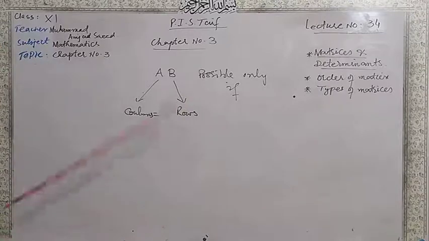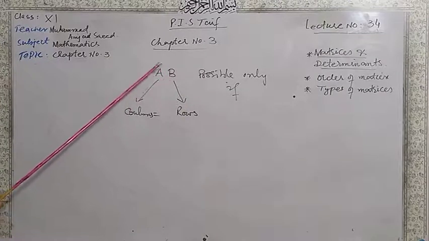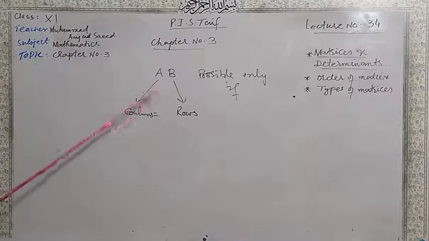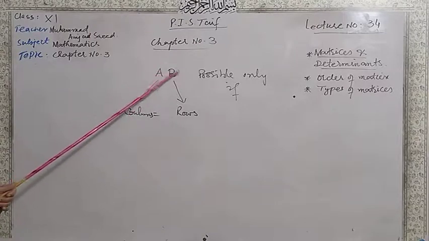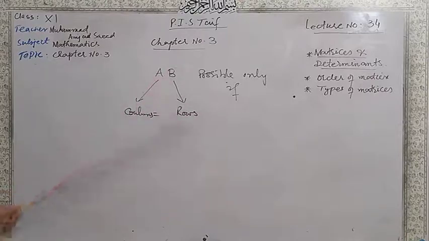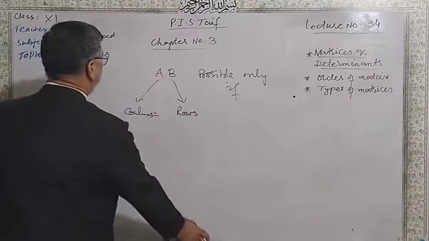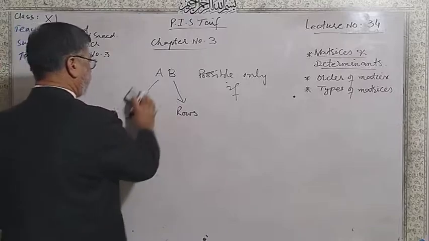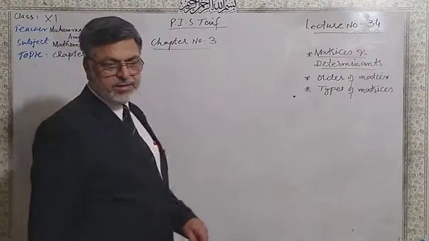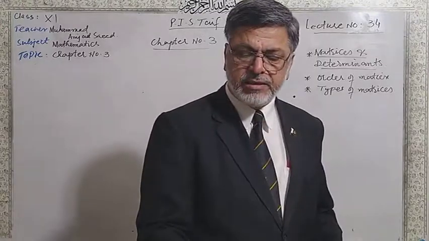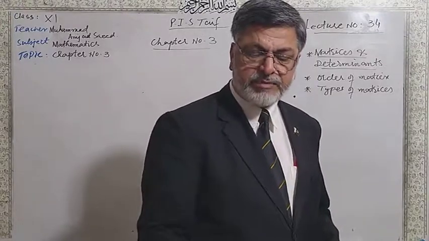Remember that AB multiplication is possible only if the number of columns in A is equal to the number of rows in B. That is the rule for multiplication of matrices. After that, we have the determinant of the matrix.